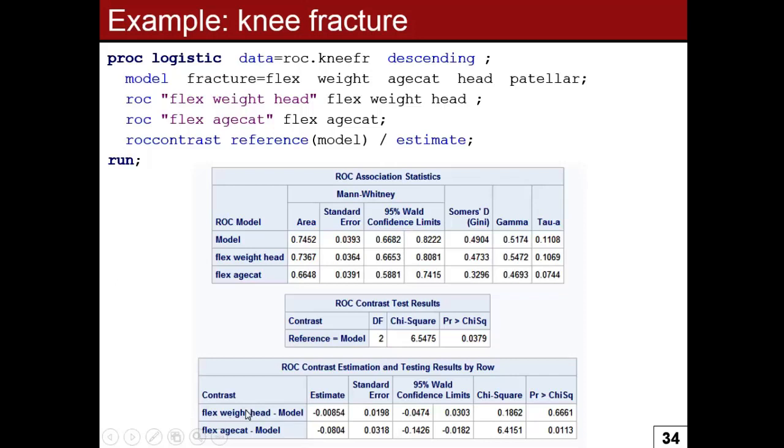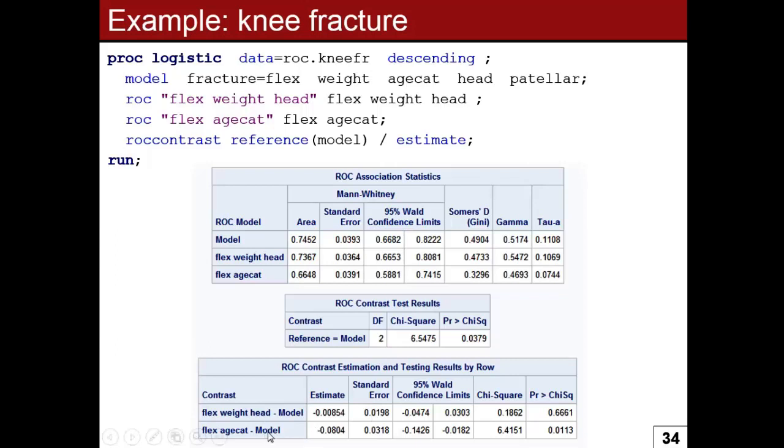So flex weight head has a p-value of 0.6661. It's effectively no improvement over the gold standard model. So you can say, well, I can drop age and patellar, okay? I can drop those because my reduced model is basically giving me the same prediction as the full model. So these are like likelihood ratio test, chunk test kind of ideas from before, but now we're applying it to ROC curves.